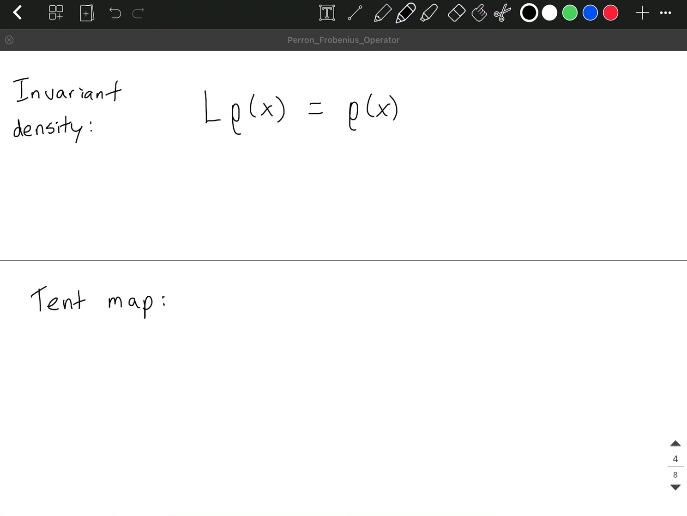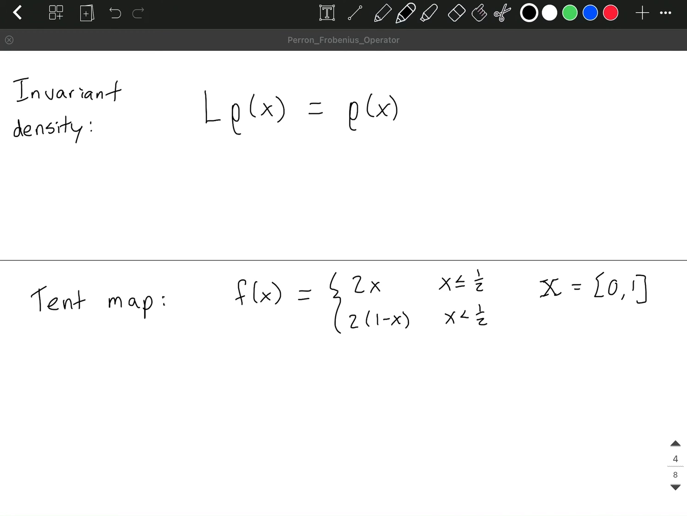And so the tent map is defined as f of x. It is a piecewise function where it is 2x for x less than or equal to 1/2, and it is 2 times (1 minus x) for x greater than 1/2. And this is defined in the part of phase space from 0 to 1.